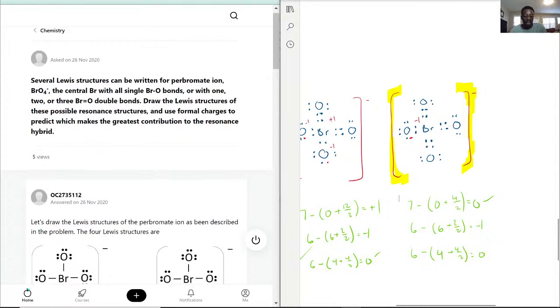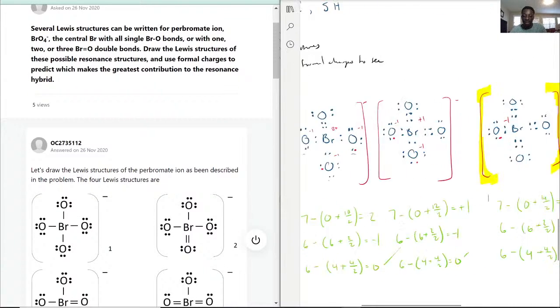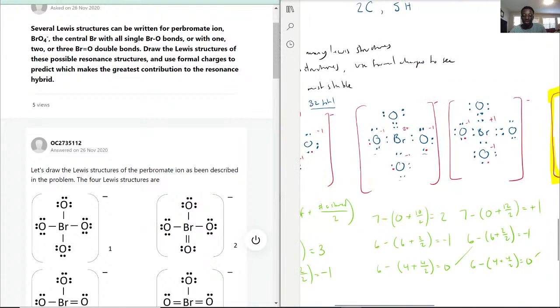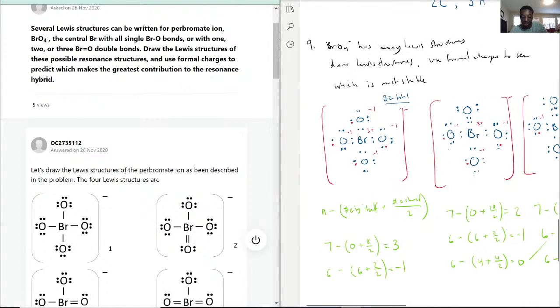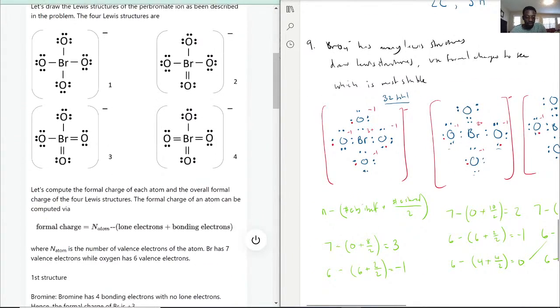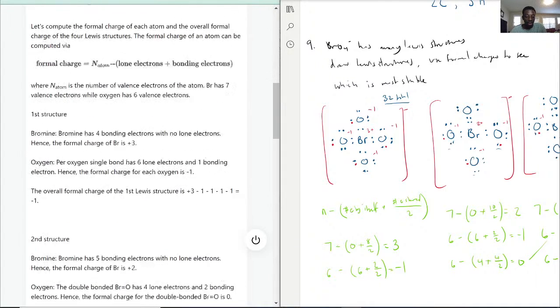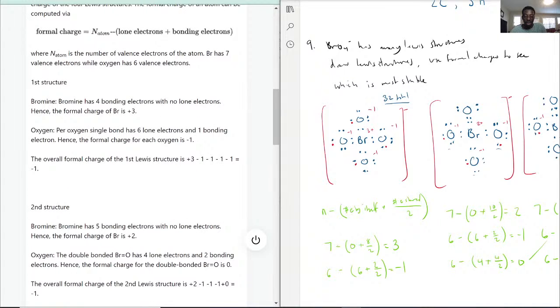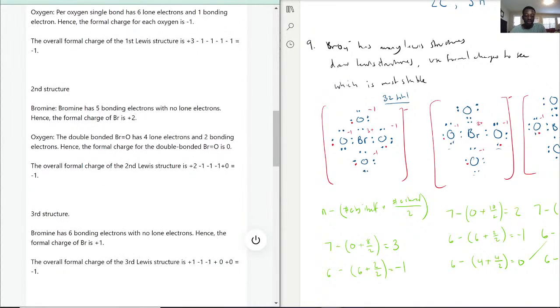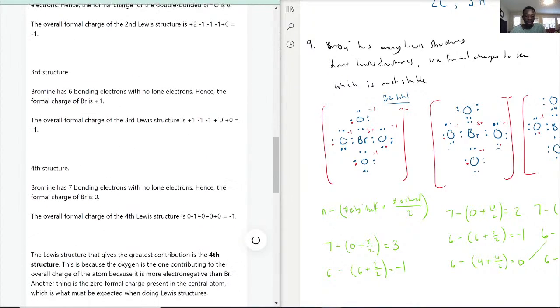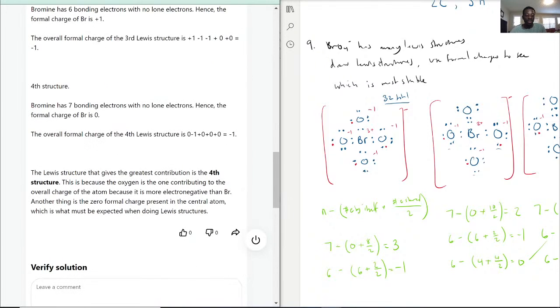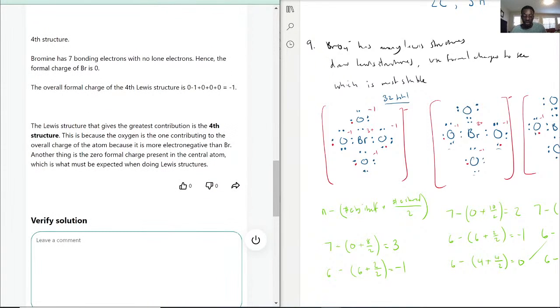As you can see here, they did draw that, and they numbered it 1, 2, 3, and 4. So as I said, 4 would be the most stable. As they go through, they explain the first structure exactly: they have a 3 plus and all these minus 1s 4 times. The second structure is a little bit less, and it keeps going, and then the fourth structure. The structure that gives the greatest contribution, as I mentioned, would be the fourth structure.